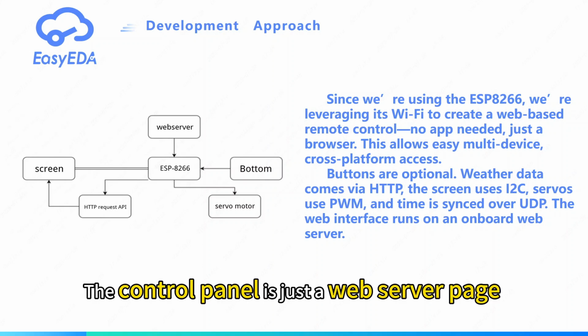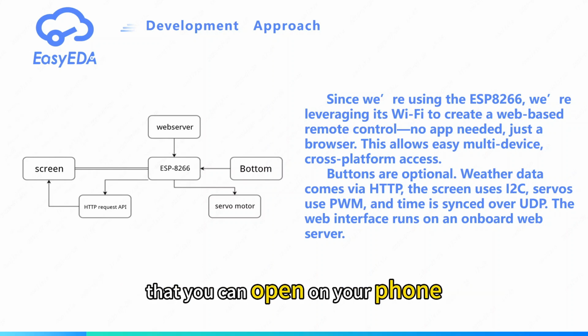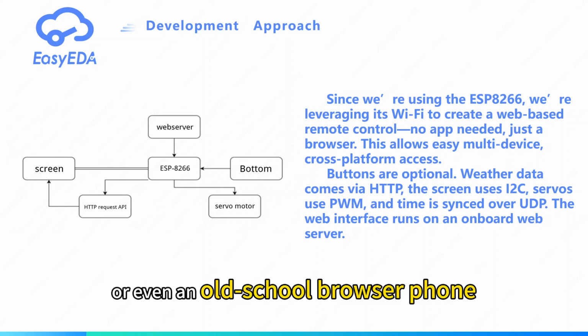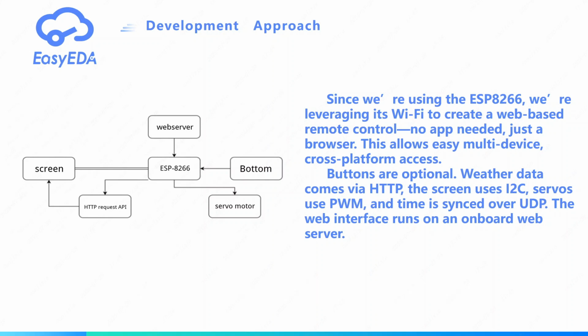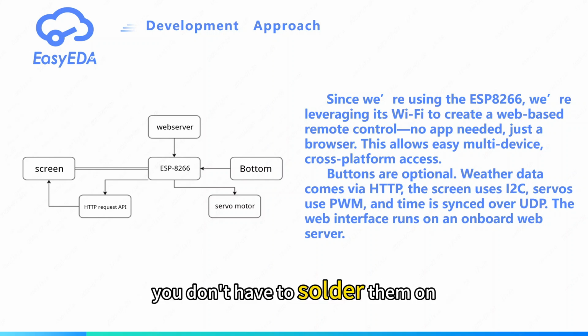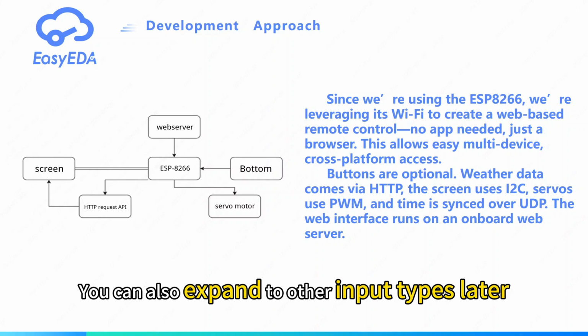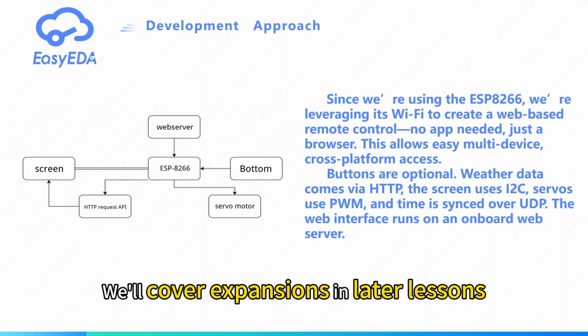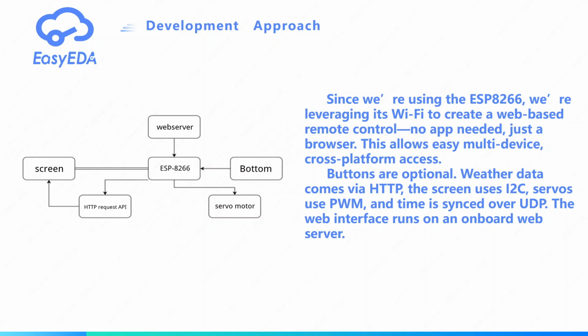The control panel is just a web server page that you can open on your phone, PC, or even an old school browser phone. Buttons are optional. You don't have to solder them on. You can also expand to other input types later. We'll cover expansions in later lessons.